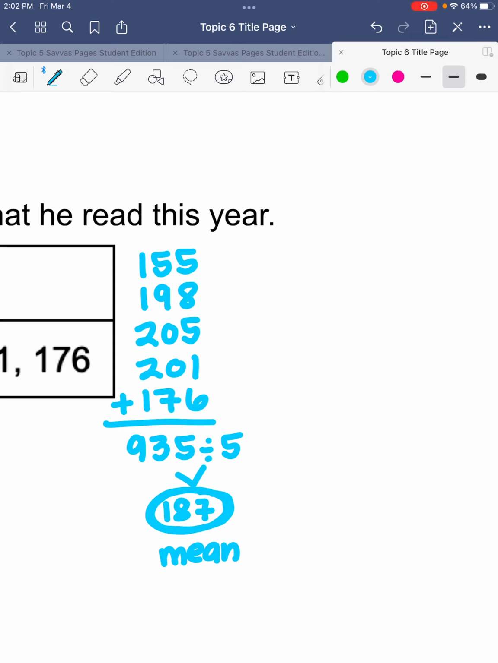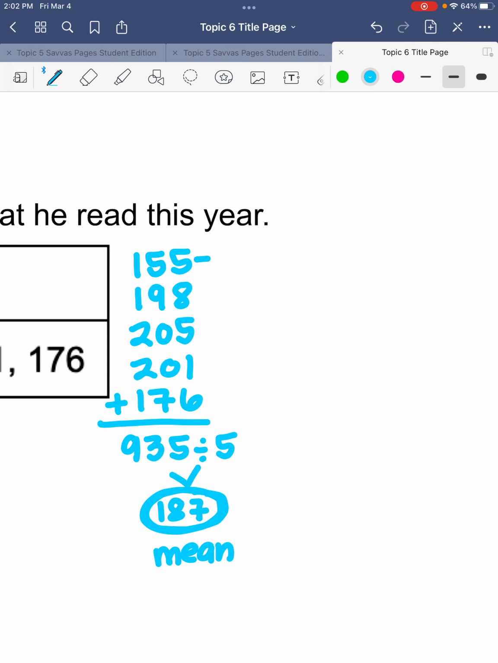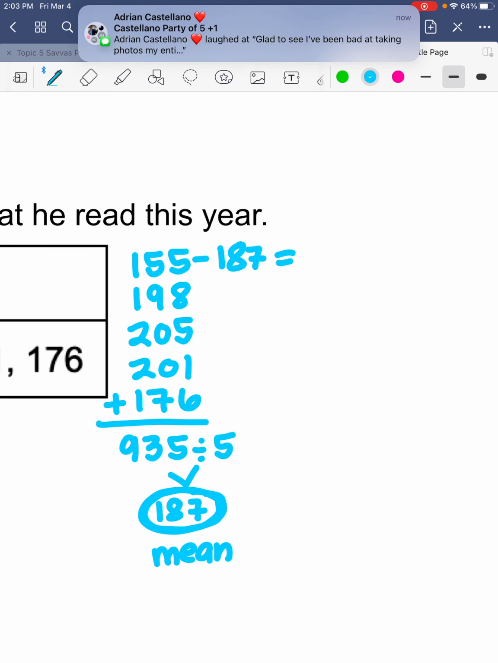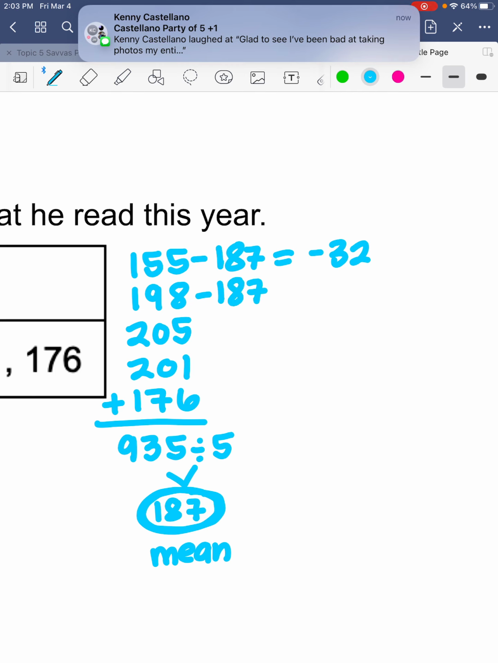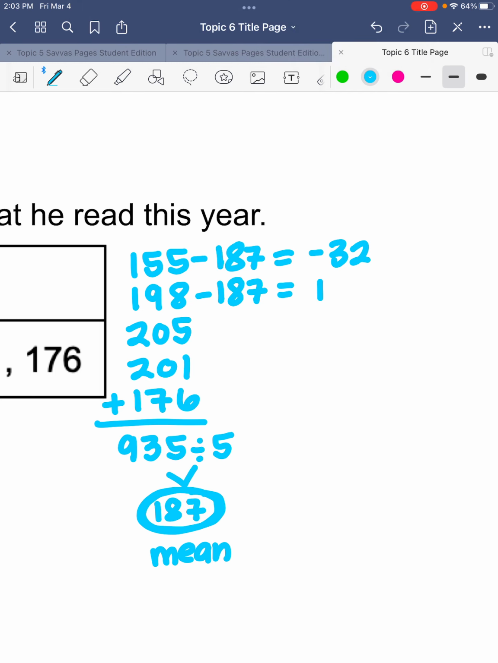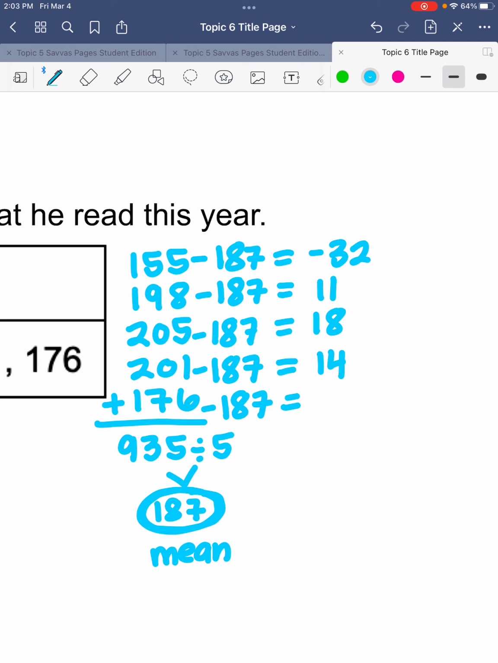Okay? So now that I have my mean, I'm going to subtract the mean from each term. So 155 minus 187, when I put that into my calculator, I get negative 32. Now I'm going to take 198 and subtract 187. I get 11. 205 minus 187, I get 18. 201 minus 187, I get 14. And last, 176 minus 187, I get negative 11.